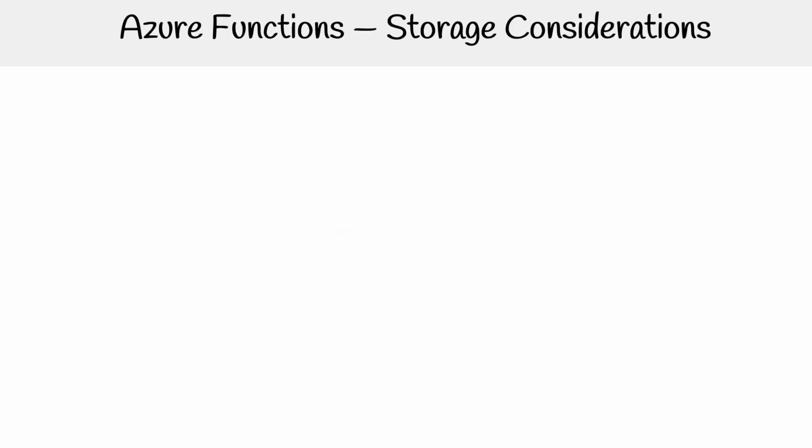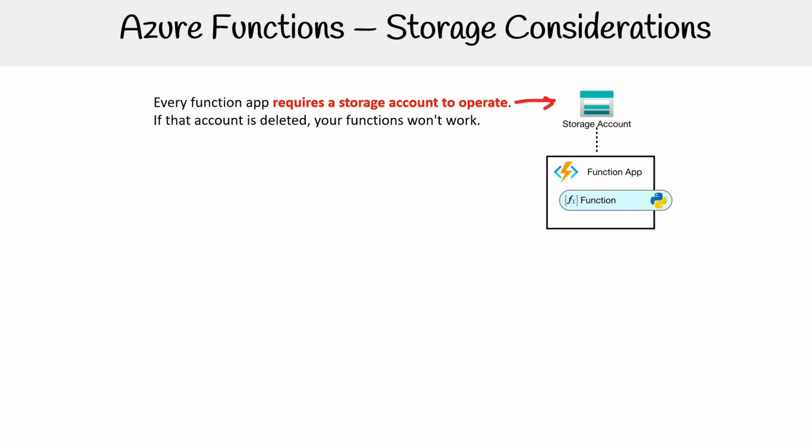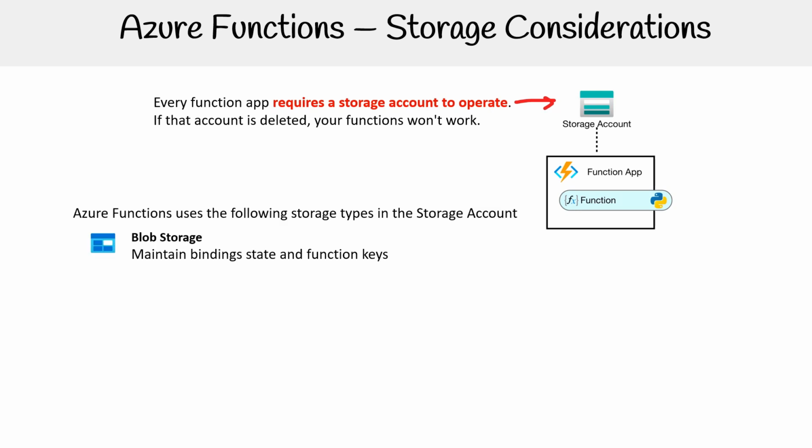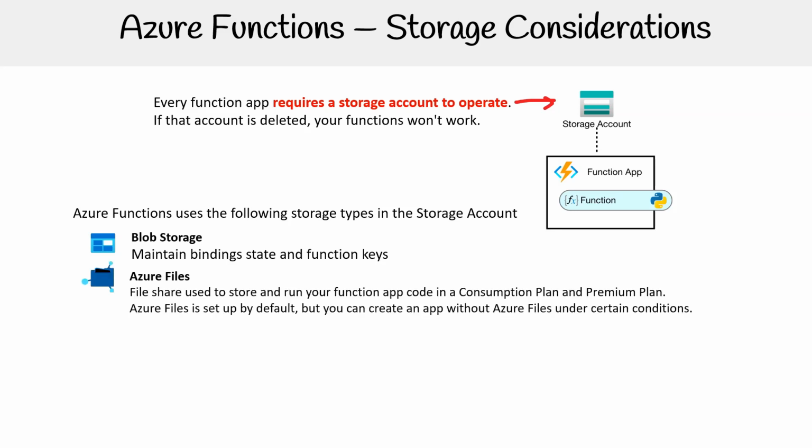Azure Functions Storage Considerations. Every function app requires a storage account to operate. If that account is deleted, your functions won't work. Azure Functions uses the following storage types in the storage account: Blob storage, to maintain binding state and function keys. Azure Files, a file share used to store and run your function app code in a consumption plan and premium plan. Azure Files is set up by default, but you can create an app without Azure Files under certain conditions.